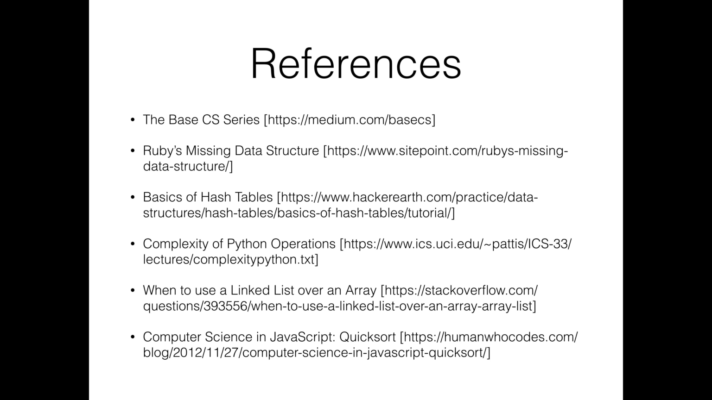The first link is the Base CS series. I found it some time ago, and I was reviewing it often while coming up with concepts. A lot of the figures that I used are from there. It talks through a bunch of data structures and a lot of different algorithms, even things like red black trees and B trees, database indexing and so on.